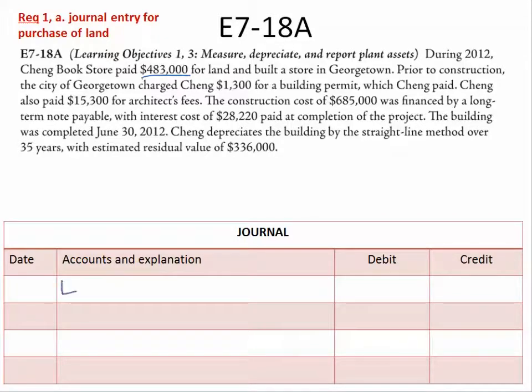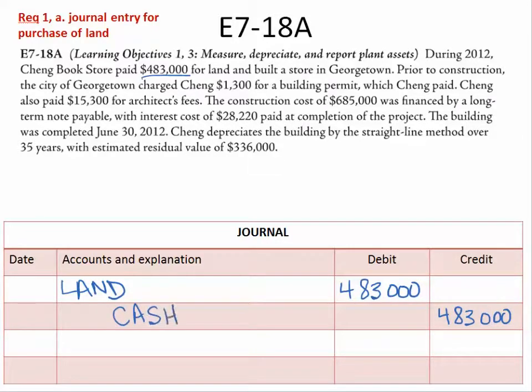We are getting land, so we're going to debit land for $483,000, and we'll have a credit for $483,000. They paid for land, and it doesn't tell us how they paid for it, so we assume cash. So that's that first entry, journal entry for the purchase of land.